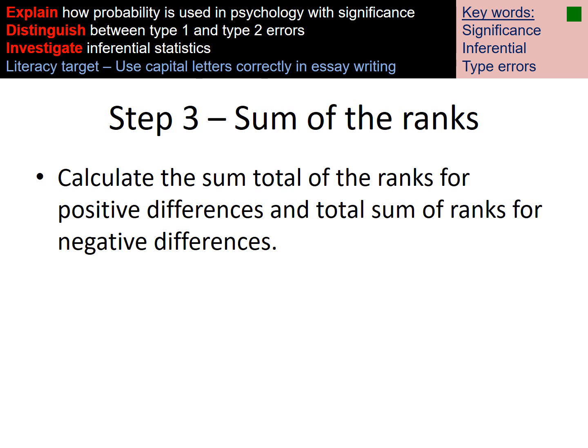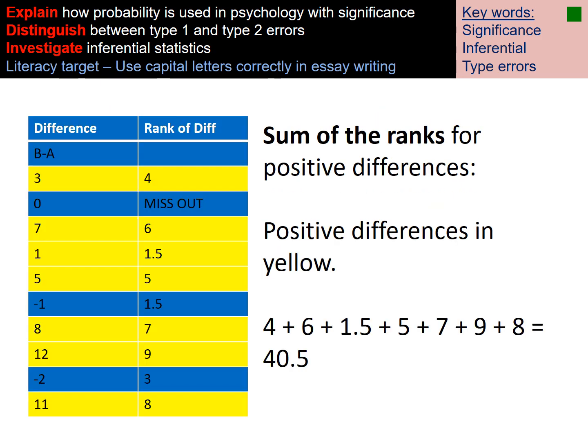Now when I've done that, the next thing that I need to do is calculate the sum total of the ranks for the positive difference and then the total of the ranks for the negative difference. So if we just put my table back on the screen, I've tried to colour code this to make it easier for you. So the first thing I'm going to do is sum, which we know means total of the ranks that I've just worked out for positive.